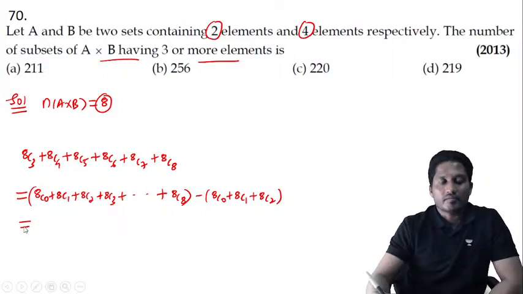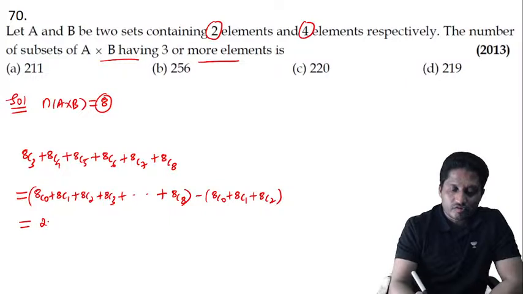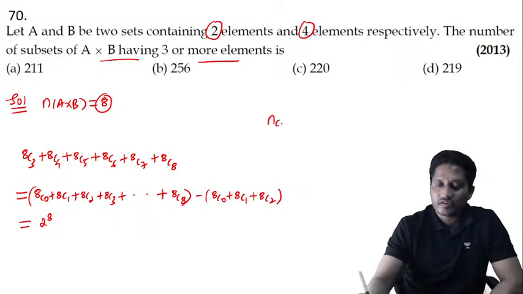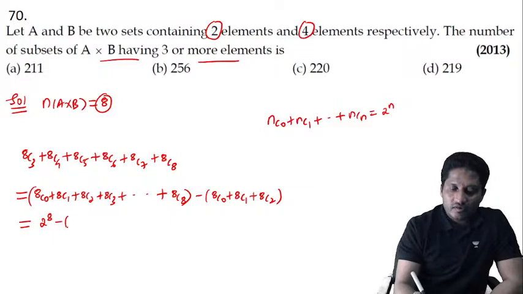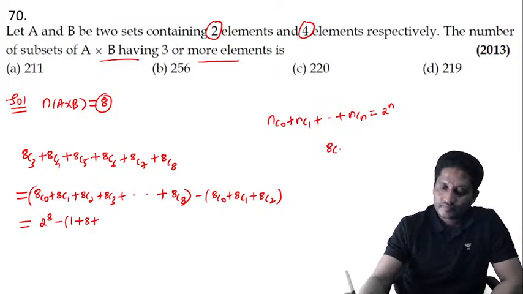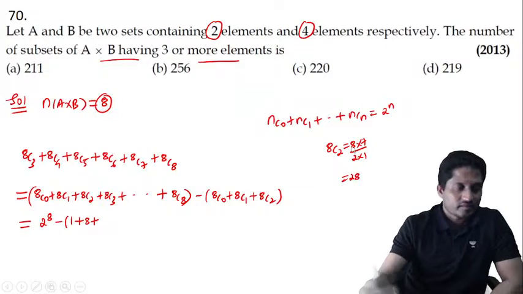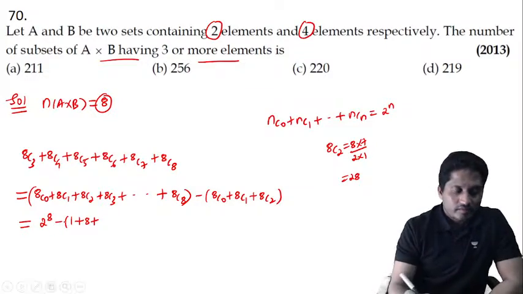Sum of all binomial coefficients is 2 power n. So this is 2 power 8. I'm using the result NC0 plus NC1 and so on up to NCn. Sum of all binomial coefficients is equal to 2 power n. Minus 8C0 is 1, 8C1 is 8, 8C2 will be 8 into 7 upon 2 into 1, which is equal to 28. Okay, so this is 28.